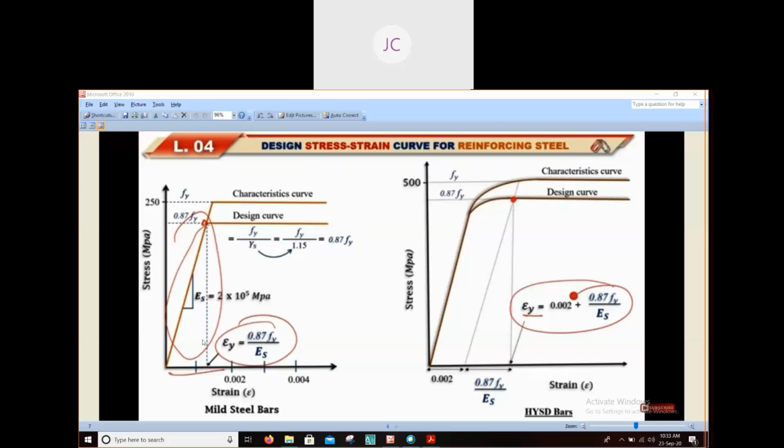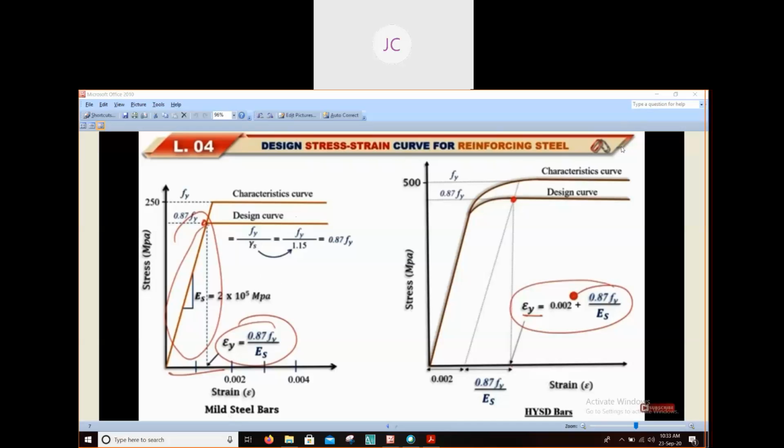Epsilon y, the strain at this point, will be 0.87 fy, which is our characteristic strength, divided by Young's modulus for steel. For steel we take this as a constant value: 2 into 10 to the power 5 megapascal. Megapascal is nothing but Newton per millimeter square. So Es will be 2 into 10 to the power 5, and at this point your strain will be 0.87 fy divided by Es. This is the stress strain behavior for our mild steel.